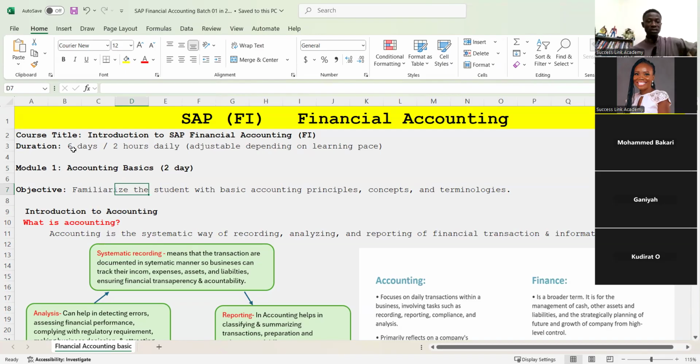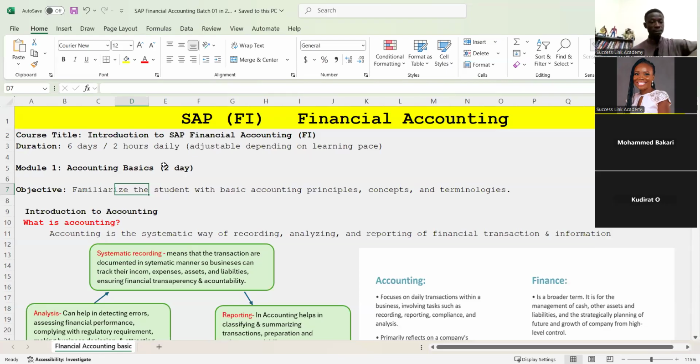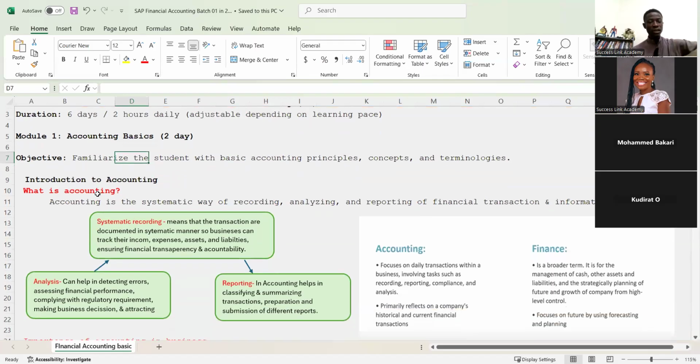So this course will last for 6 days, 2 hours daily, and it's subject to some adjustment. In case we need to, we'll do some adjustment when need be. This part, we'll take accounting basically for 2 days, and it's just for us to familiarize ourselves with the basic accounting principles, concepts and terminologies.